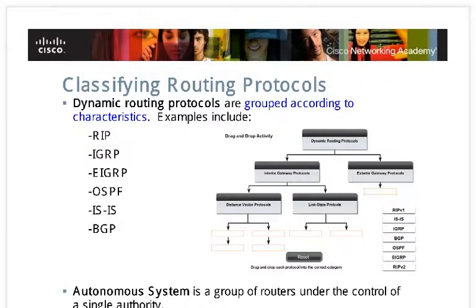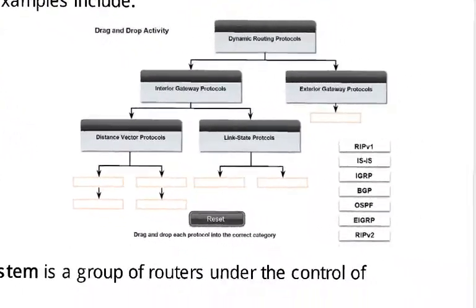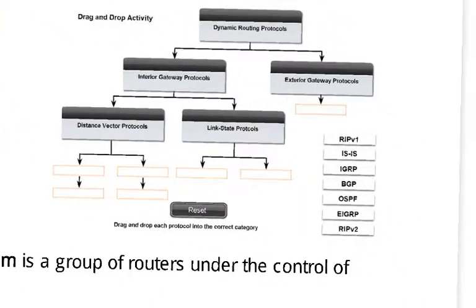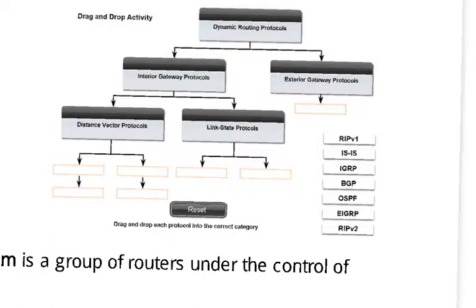An example of distance vector routing protocols is RIP. RIP is a distance vector routing protocol: RIP version 1 and RIP version 2, and IGRP and EIGRP.